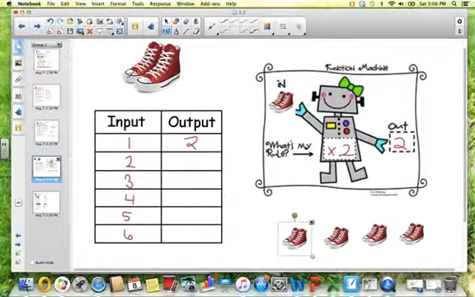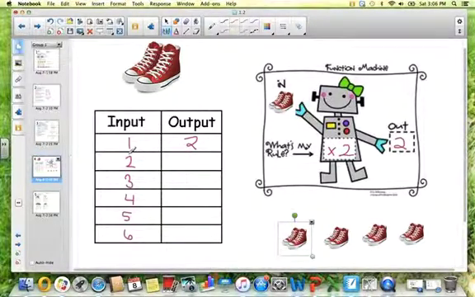Okay, a function is a relationship between 2 sets of numbers in which each number in the first set is paired with exactly 1 number in the second set. So what we're going to do is, I found this cute little function machine, and she's so cute with her bow, and so we have the input. We need to find what the output is. So one input represents how many pairs of shoes we have.